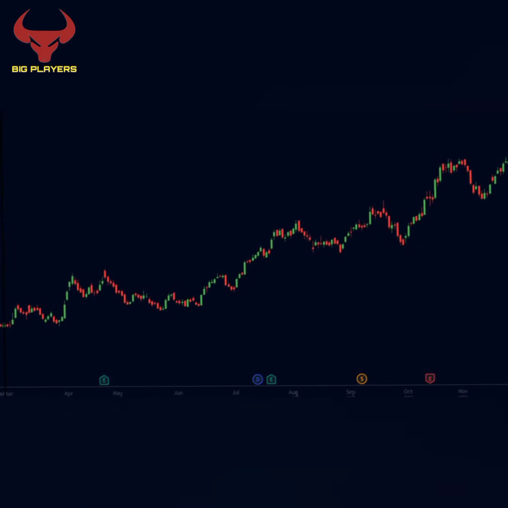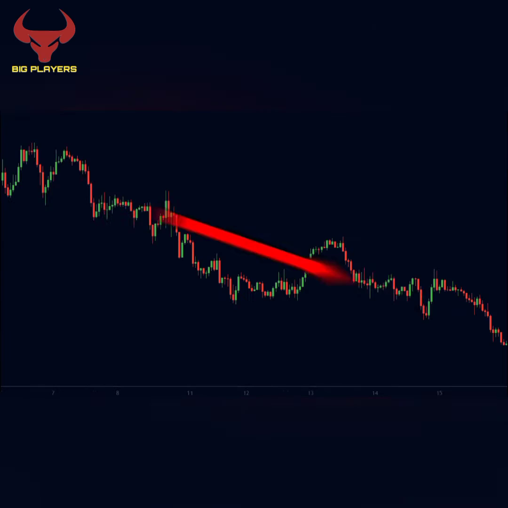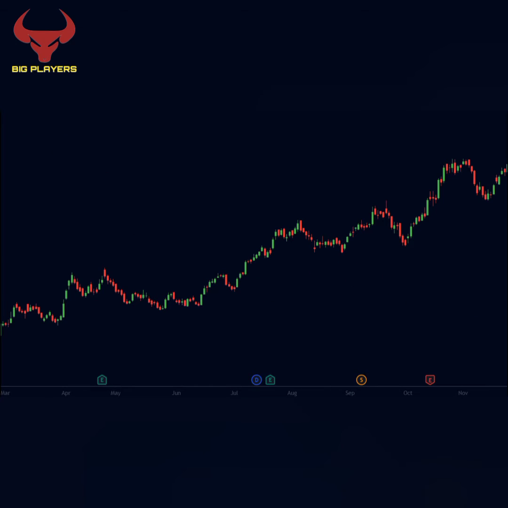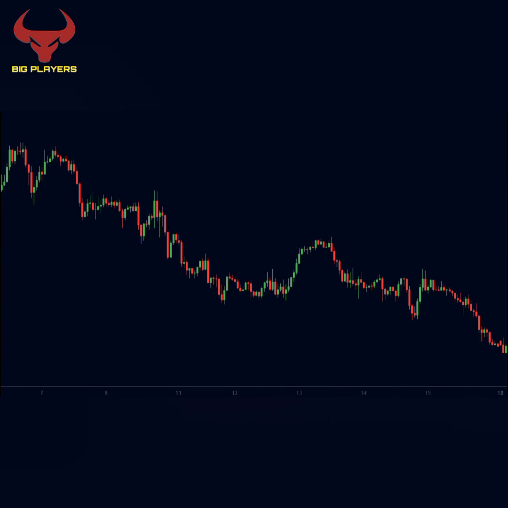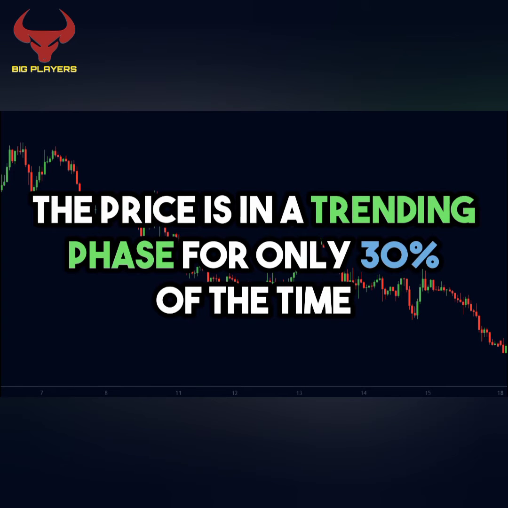A trending phase can be identified when the price is moving in an upwards direction or a downwards direction. In an uptrend, we see that the price makes higher highs and higher lows. On the other hand, in a downtrend, the price makes lower highs and lower lows. When the price is in an uptrend or a downtrend, we will look to enter the trend on the pullback. The price of an asset is in a trending phase for about 30% of the time.